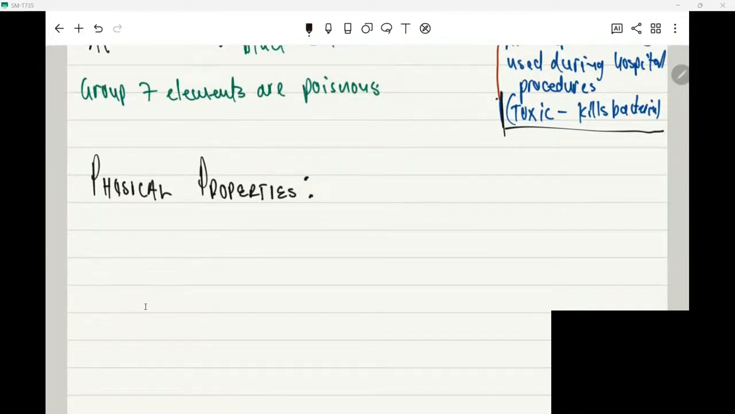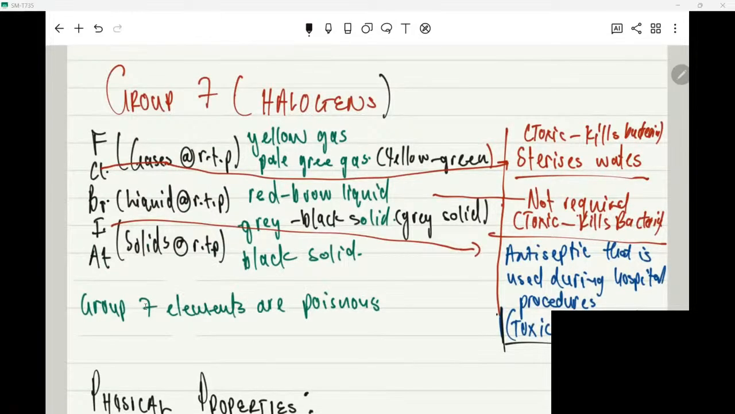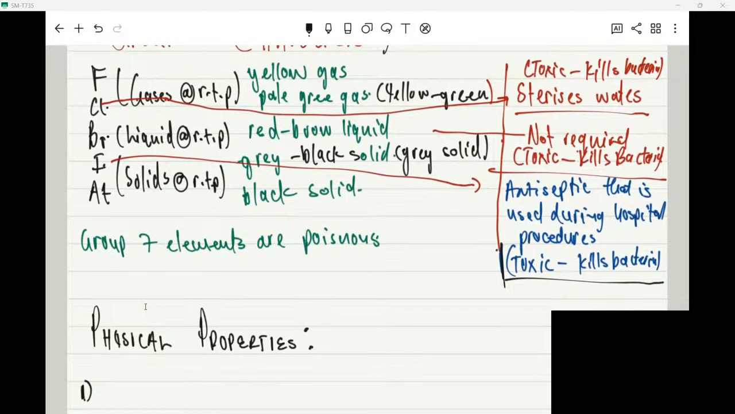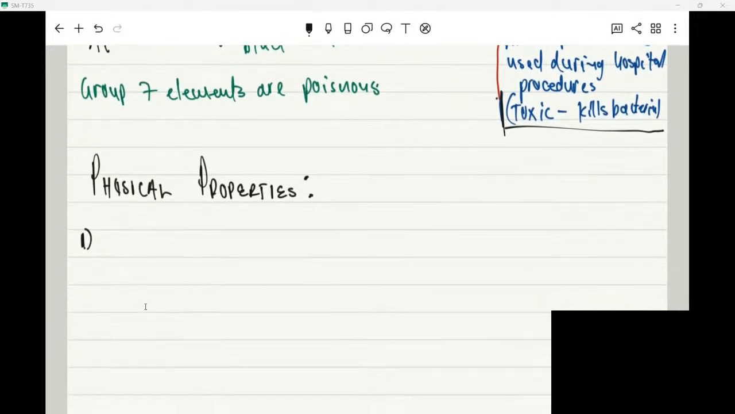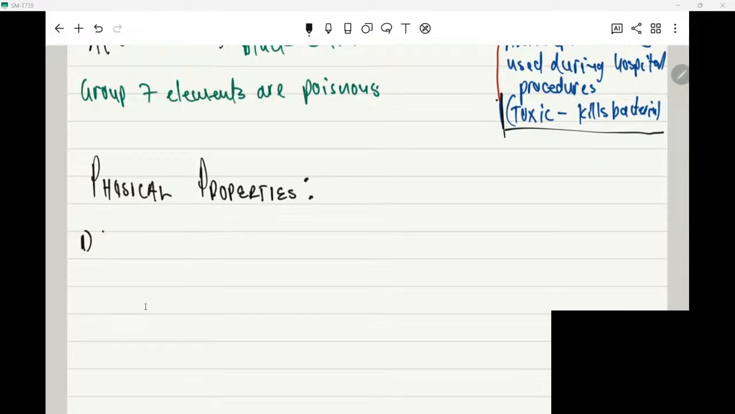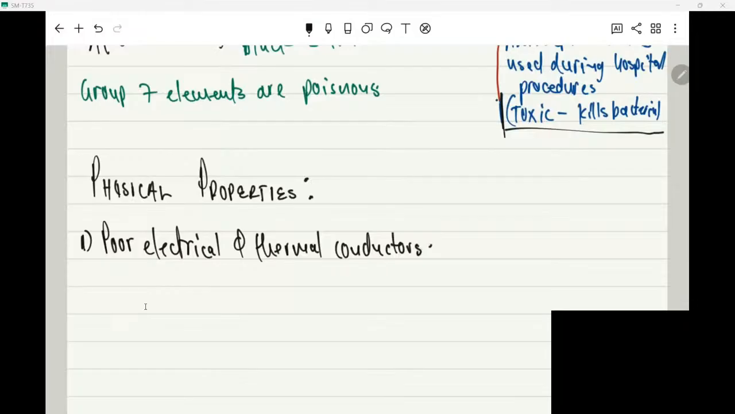Number one, we've talked about their colors. That's what you must know at IGCSE. The other thing you must know is that we've talked about the ones that are gases, the ones that are liquid, and the ones that are solid at room temperature and pressure. That's another one you must know. The other one you must know is that they are poor electrical and thermal conductors. In other words, they are bad at conducting electricity and they are bad at conducting heat. They can't conduct heat. Okay?